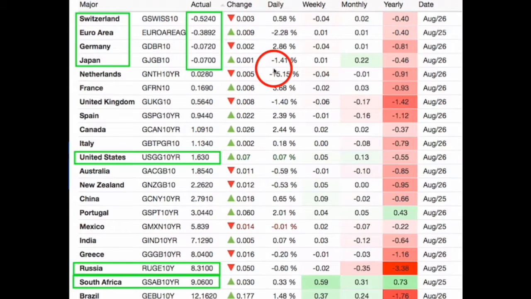These are the 10-year bond yields in the first countries here. Well, the Euro area, which is a whole bunch of countries. Then Switzerland, Germany, and Japan are at negative yields. Then you have the United States. You're only getting 1.63% as of the 26th of August for holding a 10-year Treasury bond.